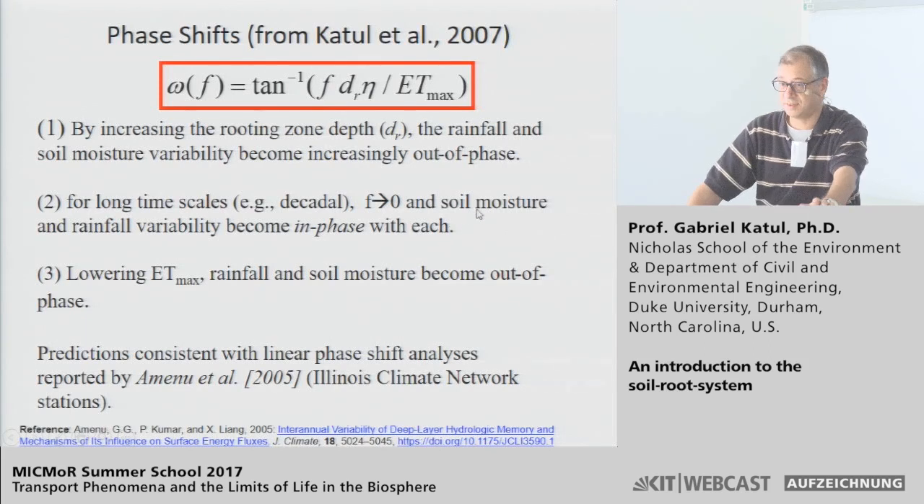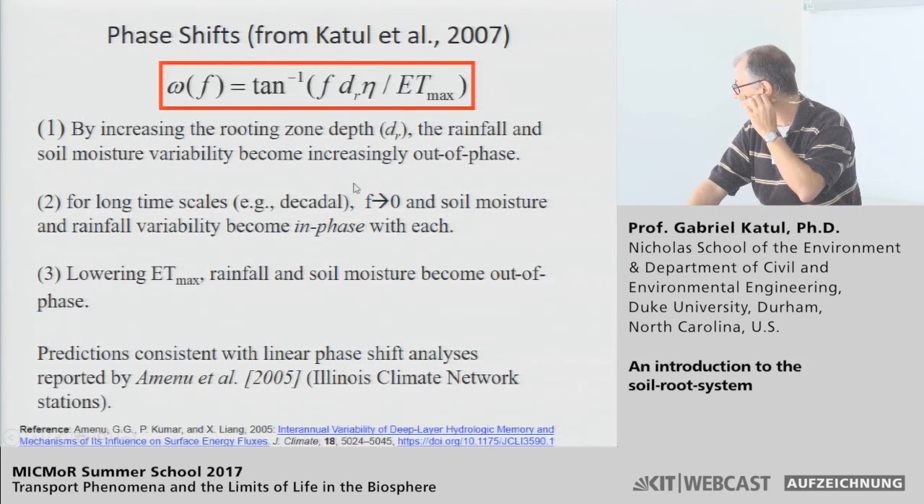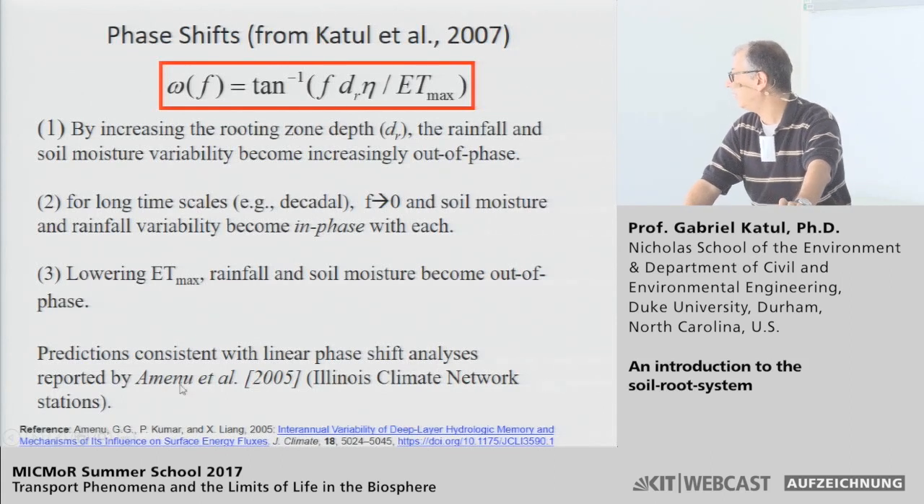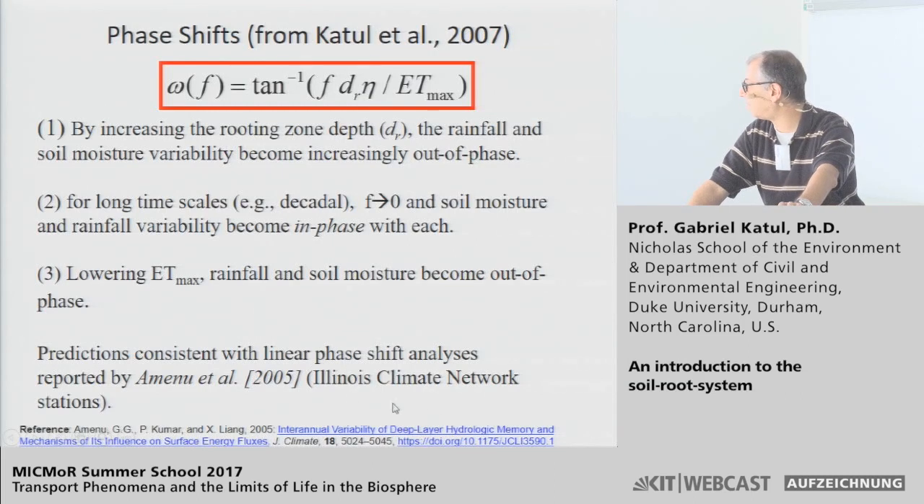So there goes the problem that we started with. It's easy to see now what's going to happen. And at the same time, if you lower ET max, so if this becomes smaller, this difference becomes bigger, and rainfall and soil moisture content become more and more out of phase with each other. And all of those qualitatively are consistent with the phase shifts that have been discussed in a separate paper that came out from the Illinois Climate Network of Volumetric Soil Moisture Content shown here. So this basically explains everything.